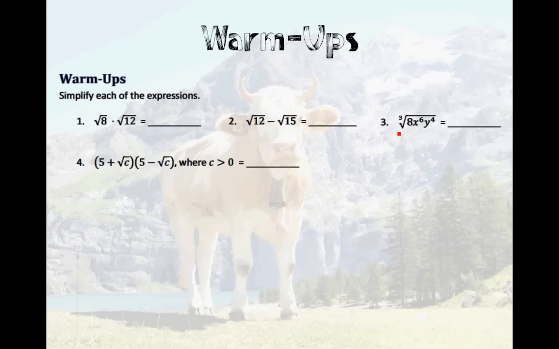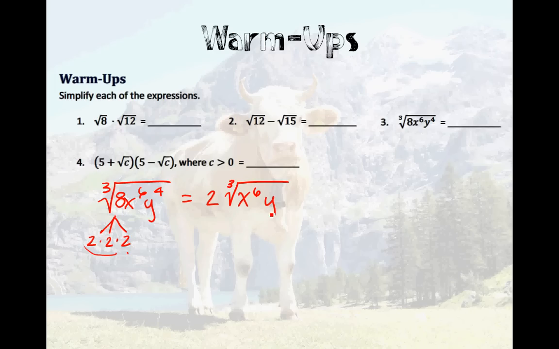Okay, so for number 3, we're taking the cube root of 8x to the 6th y to the 4th. So let's break these down a little bit. If we look at 8, we can actually split it into 2 times 2 times 2. So 2 times 2 is 4, and then 4 times 2 gives you that 8. So you see that 8 is already a perfect cube. So in order to simplify that, we can just take the 2 out. So the cube root of 8 is 2. And we have left the cube root of x to the 6th, y to the 4th.